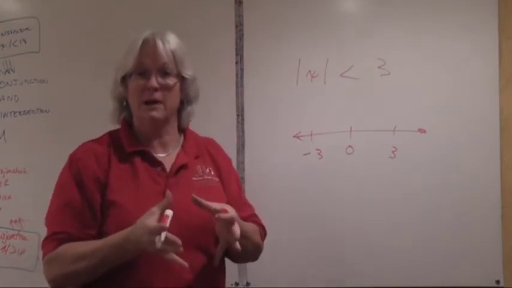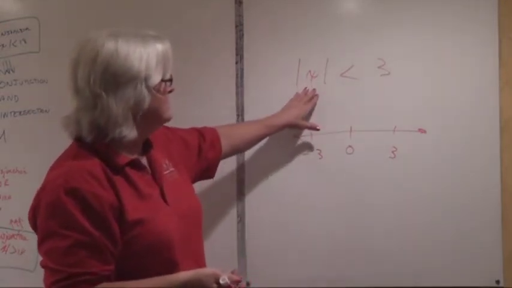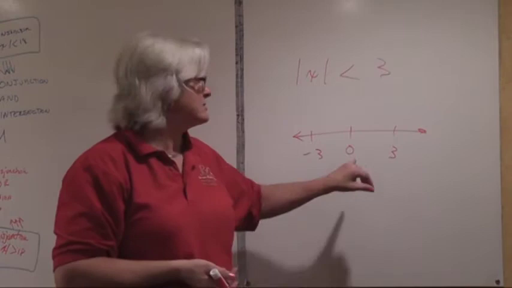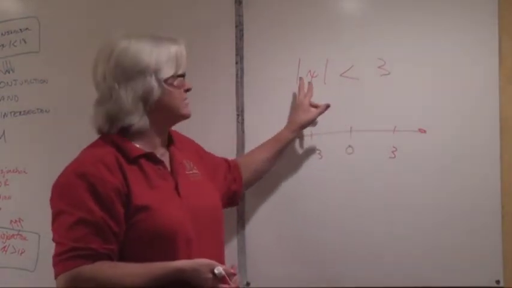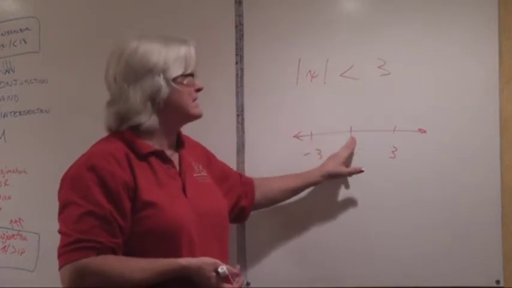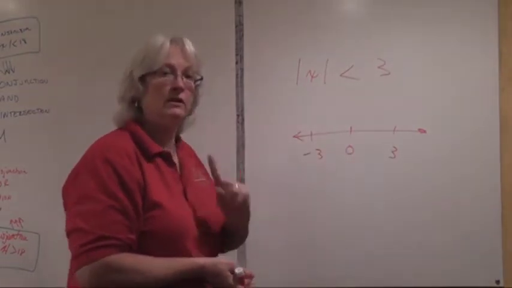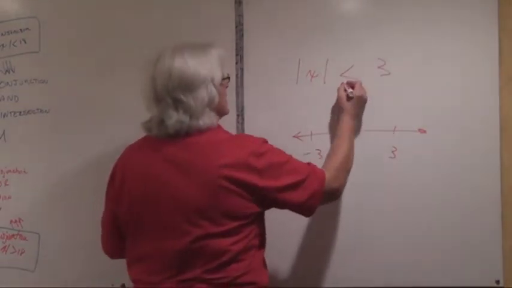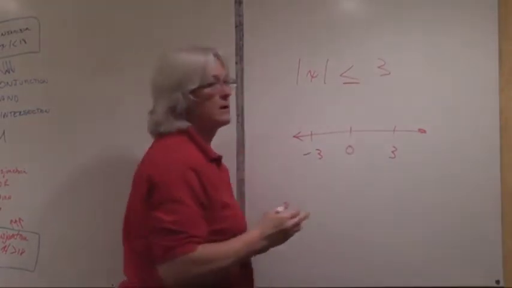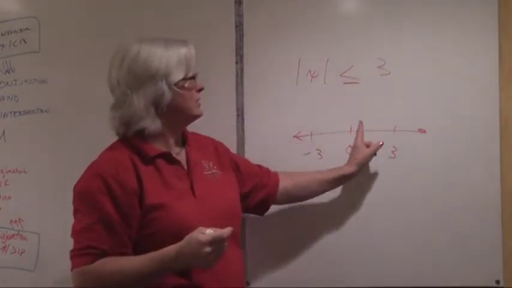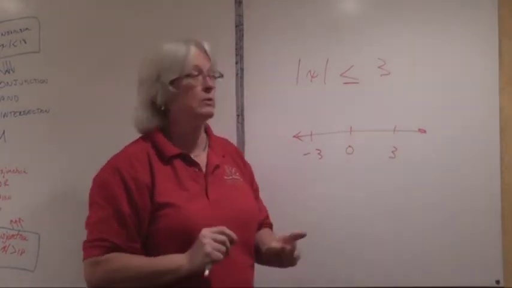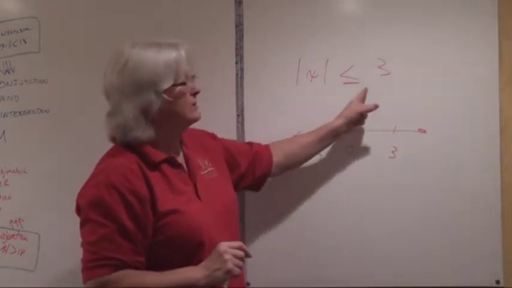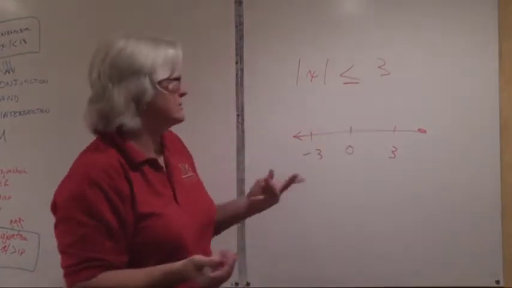And remember, what is absolute value? Absolute value is the distance from 0 on the number line. What does this tell us? It tells us that this absolute value has to be less than 3. Let's change it just a little bit: less than or equal to 3. Once you get an absolute value over 3, that's not what we're looking for. The distance from 0 has to be less than or equal to 3 units.